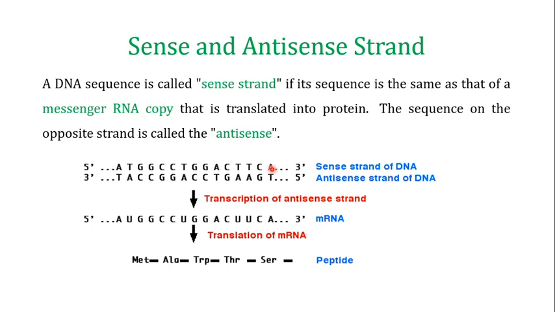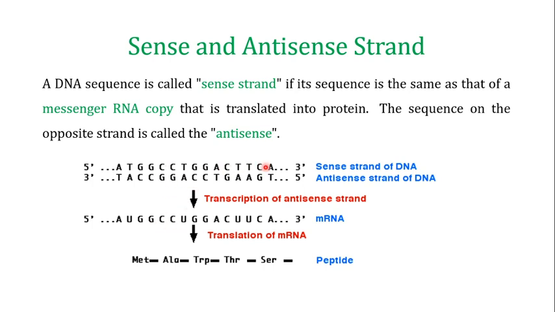If this is the sense strand of the DNA, this is the antisense strand of the DNA. What the RNA polymerase is doing is that when it is transcribing, it is transcribing the antisense strand of the DNA, and the sequence of the messenger RNA is very much similar to the sense strand of the DNA. As you can see over here, this is adenine, this is adenine. This is thymine, so this is uracil, because you know that in the DNA there is thymine and in the RNA there is uracil. Again, this is G, this is G, this is GCC, this is GCC.